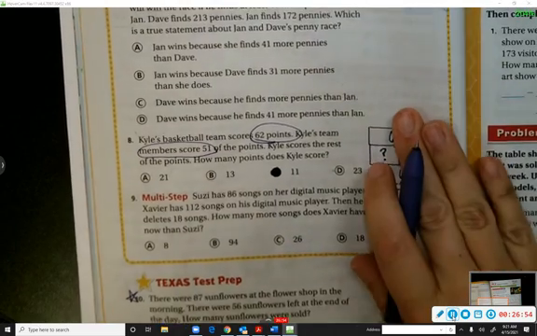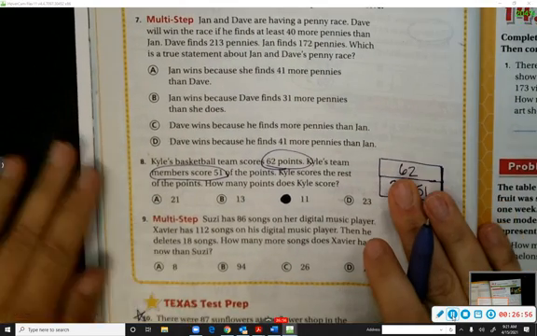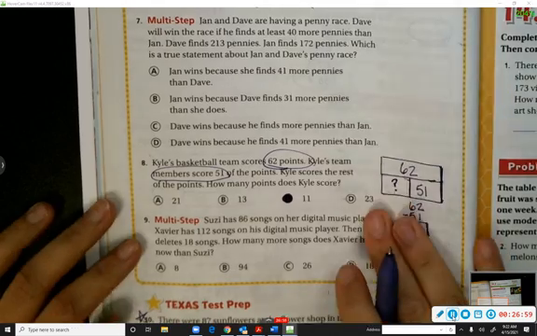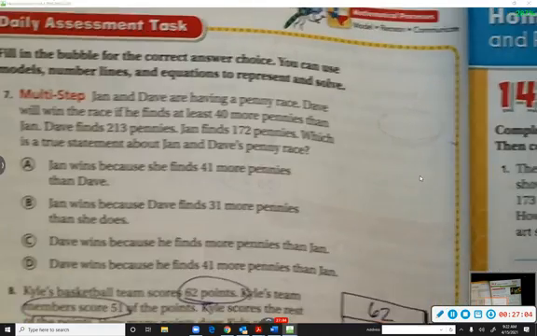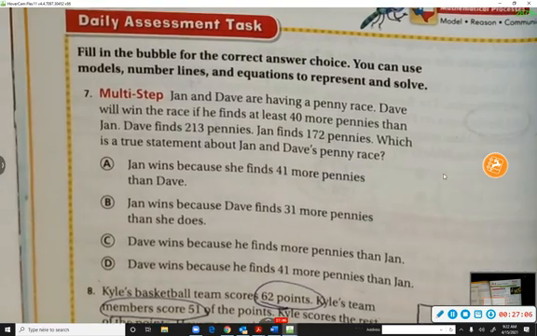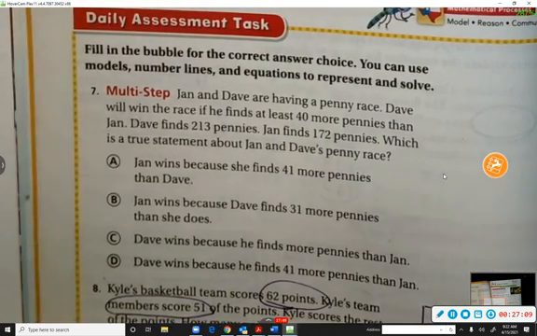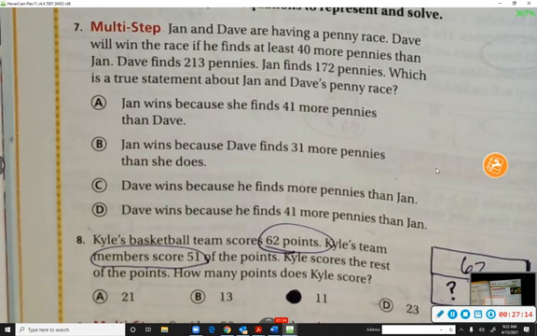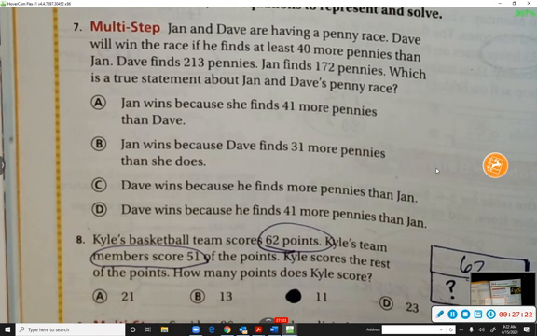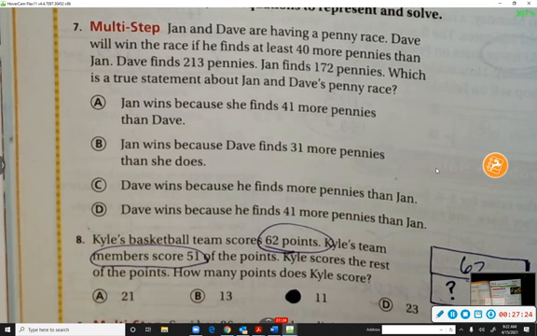Okay, so now that you've had some time to go over 7, 9, and 10, or work those out on your own, we're going to go over them together. Let's start with number 7. Number 7, Jan and Dave are having a penny race. Dave will win the race if he finds at least 40 more pennies than Jan. Dave finds 213 pennies. Jan finds 172 pennies. Which is a true statement about Jan and Dave's penny race?